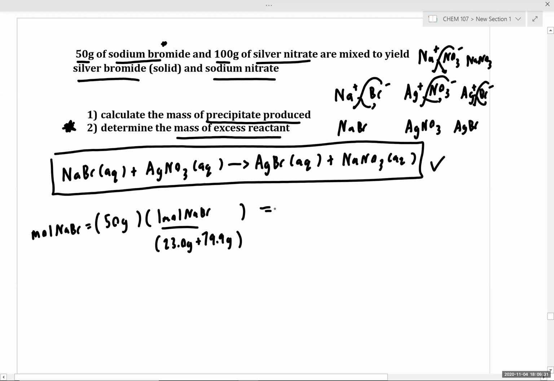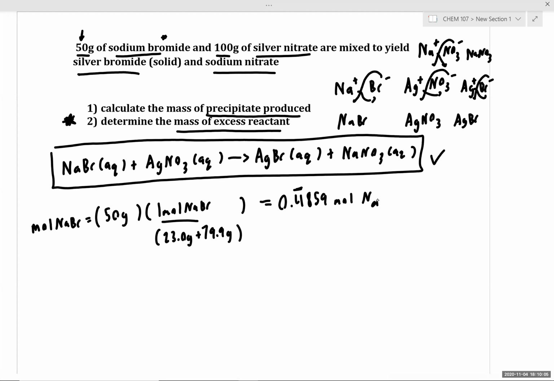Okay, so if we punch that into our calculator, we have 23 plus 79.9, that's 102.9. So if we have 50 divided by 102.9, that gives us 0.4859. And I'm just going to note that we only have one significant figure in this case because our input has one sig fig. So this gives us the moles of sodium bromide. We're going to need that for later.